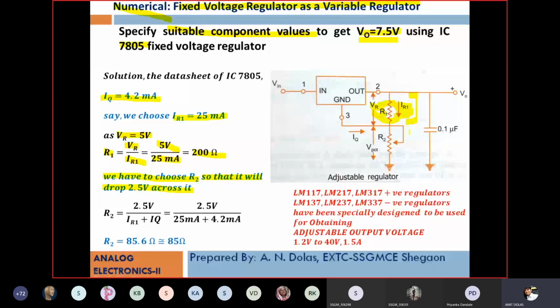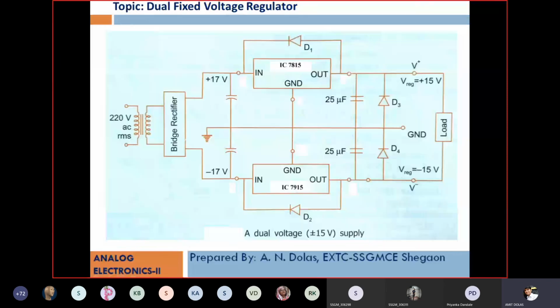So R2 is, we need 2.5 volt divided by IR1 plus IQ. So 2.5 volt divided by 25 milliampere, which is IR1, plus quiescent current 4.2 milliampere. So it comes to 85.6 ohm, approximately 85 ohm, which is available. So this is how we can solve the problem for variable voltage regulator.